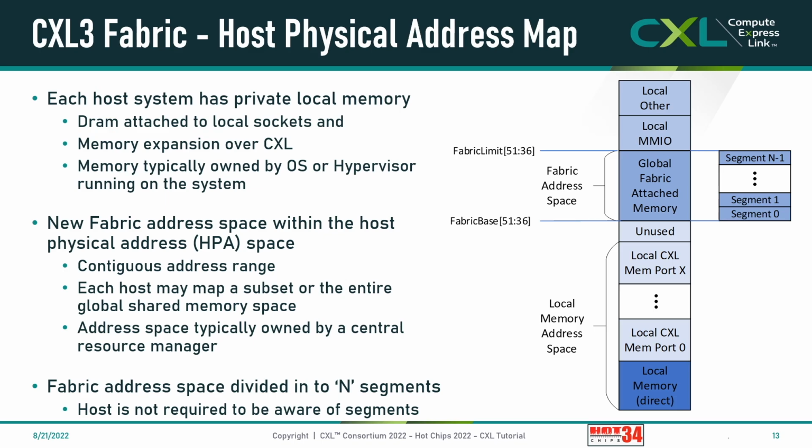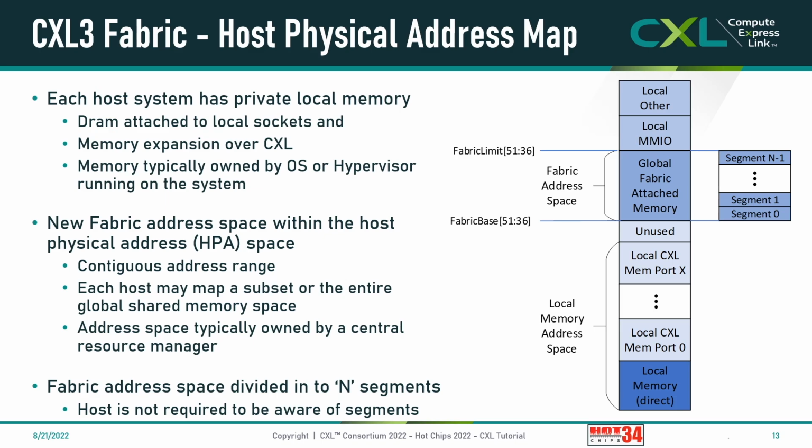As with direct attached CXL memory devices, the PCIe discovery process finds all PCIe and CXL devices and maps their associated MMIO space into the host physical address map. Between the local memory and local MMIO spaces is the fabric address space. The fabric address space is a contiguous range starting at fabric base and extending to fabric limit. Each host may map the fabric address space into a different host physical address range. This allows each host to execute low-level boot firmware without interaction with other hosts.